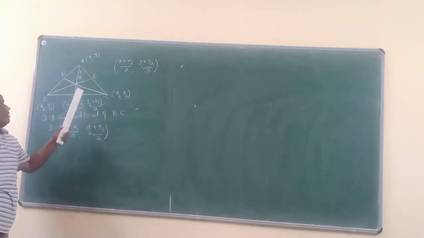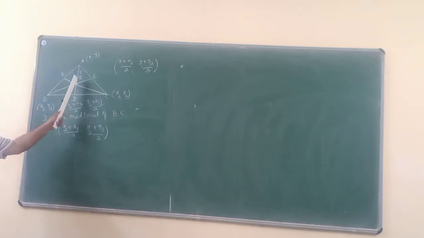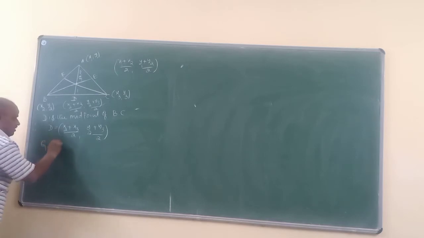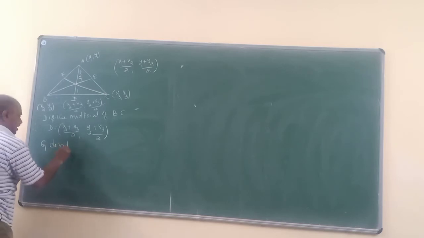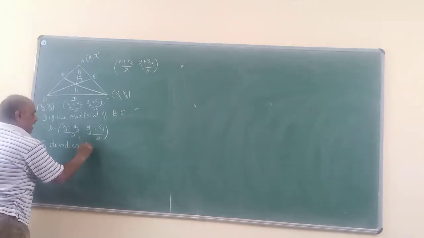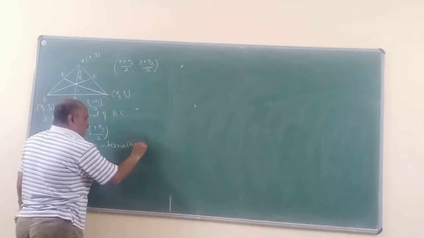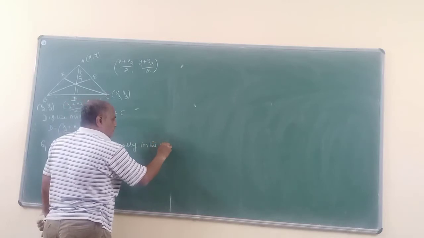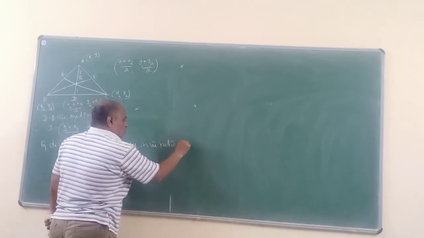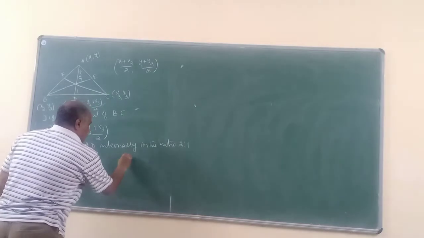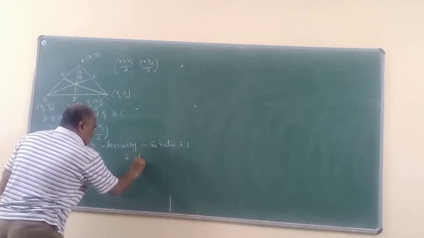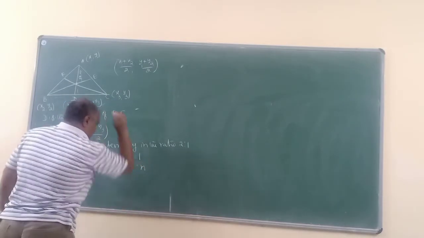Already I told you G is the centroid. The centroid divides the median AD internally in the ratio 2:1. G divides AD internally in the ratio 2:1.